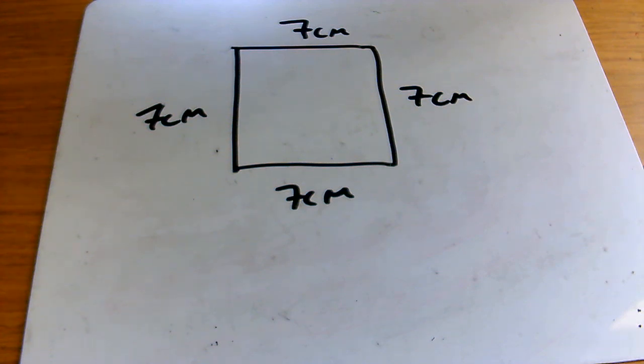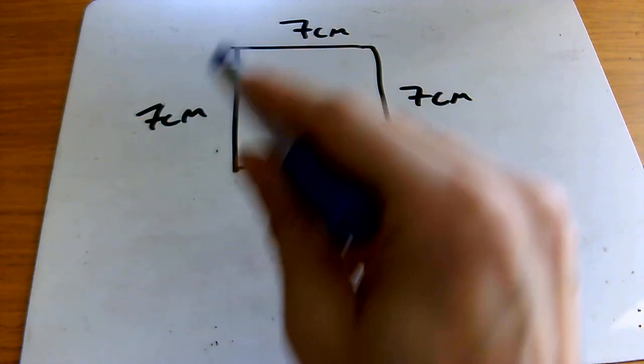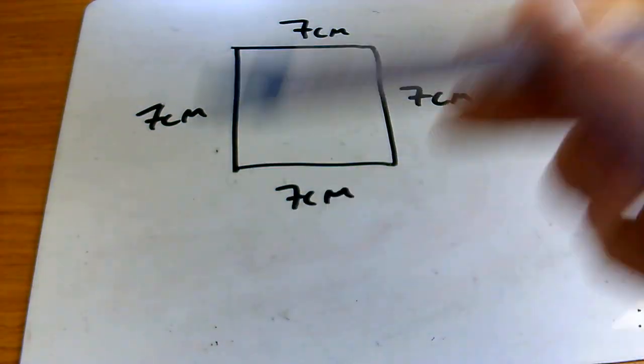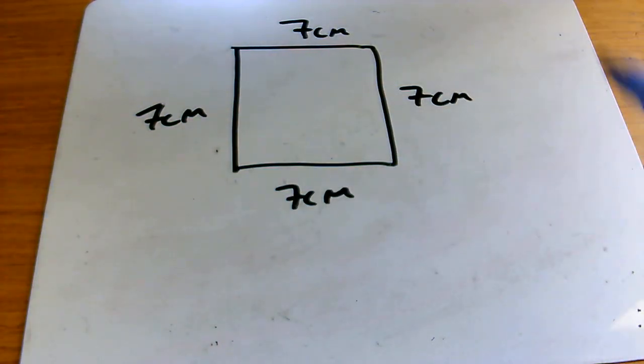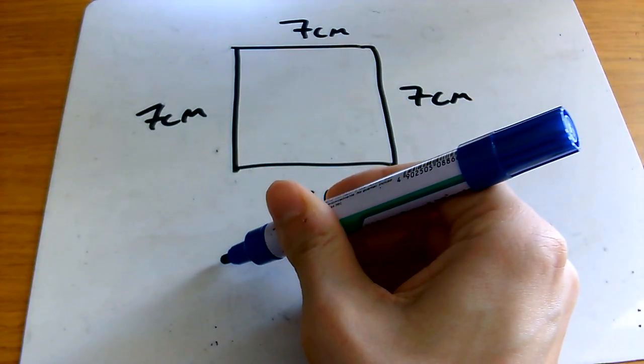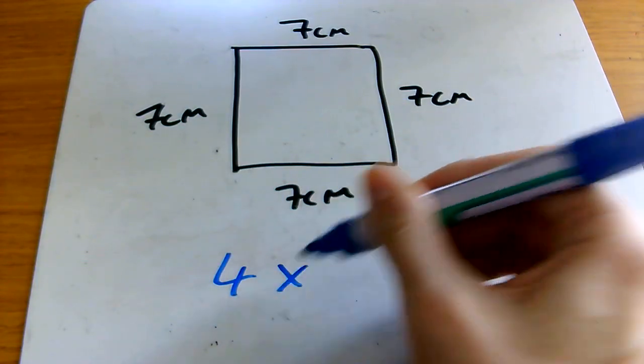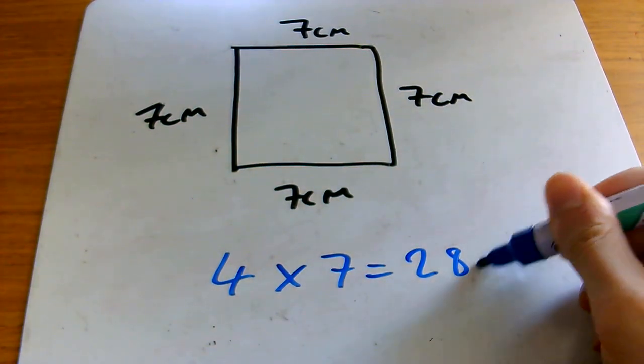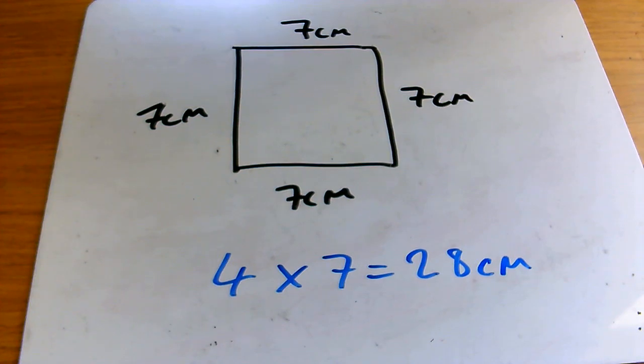So here we're looking at how to expand brackets. We've got a square here that has side lengths of 7 centimeters, and if we wanted to work out the perimeter, we'd have to add up all these side lengths. So we do 7, add 7, add 7, add 7, and we'd get 28. A quicker way of doing it would be to notice there's 4 of them, and they're all 7, so we do 4 multiplied by 7, and that will give us the 28 centimeters.